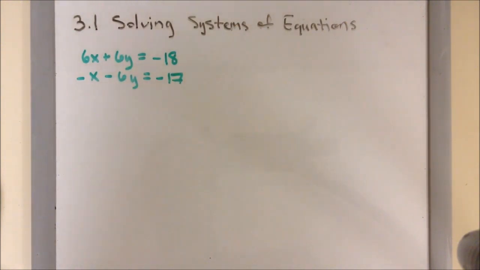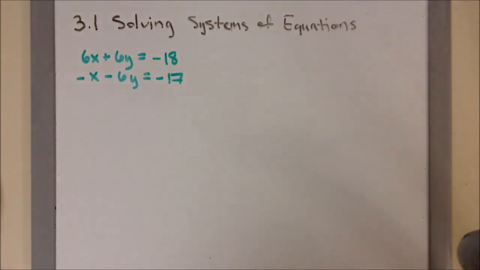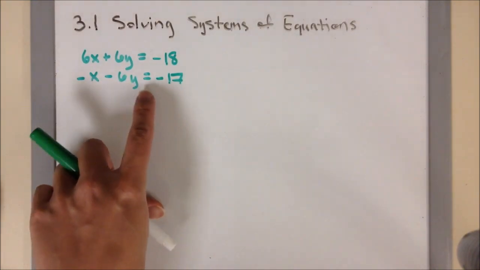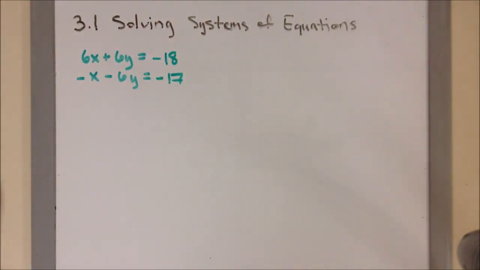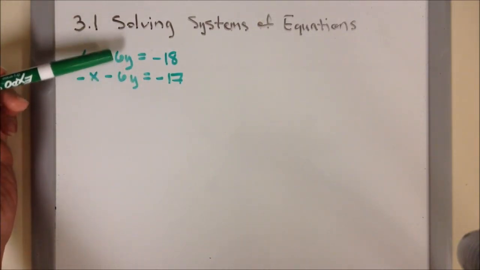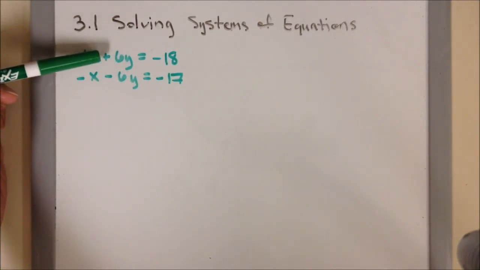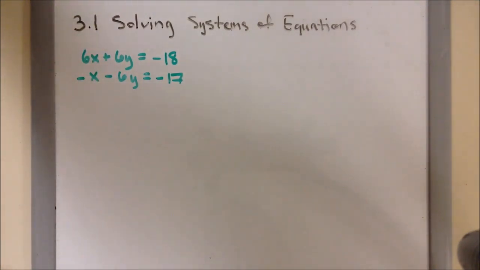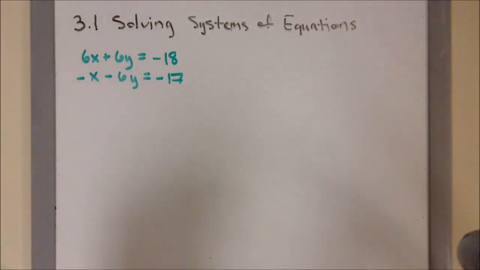In example 1, we have 6x plus 6y equals negative 18. Our second equation, negative x minus 6y equals negative 17. So, in the first example, we would check if we can cancel out any variables right away. In this case, we can, because if we look at the y's, both y's, they both have the same number, same coefficient, and they have the opposite sign. In that case, if that is possible, then let's eliminate the y's.